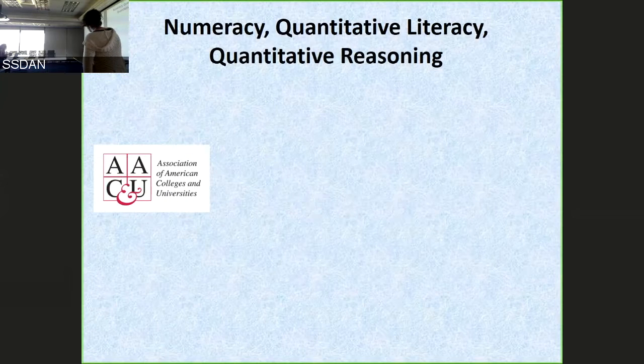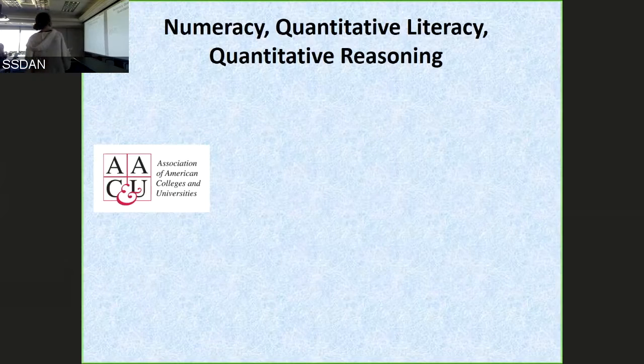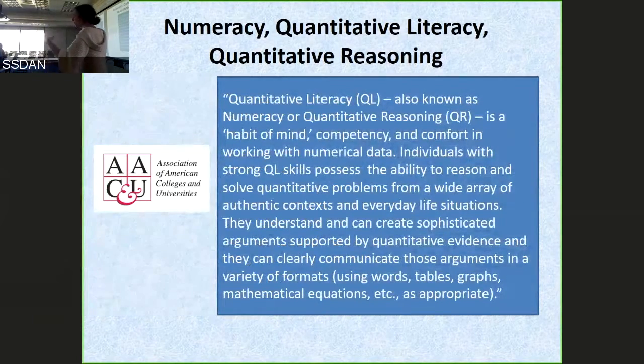I actually have a hand up, but I'll get to it later. The Association of American Colleges and Universities has recently put a strong emphasis on quantitative literacy and numeracy or quantitative reasoning, which they use as interchangeable terms. Some people make fine distinctions between quantitative literacy, referred to as QL, quantitative reasoning, referred to as QR, or numeracy.